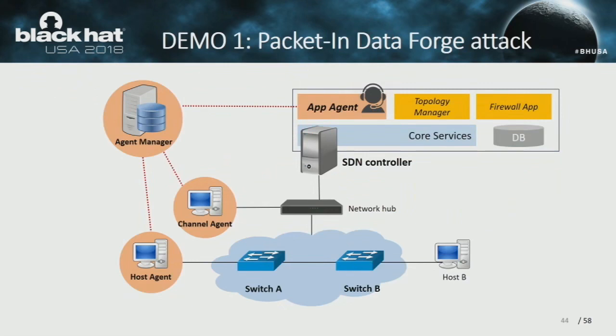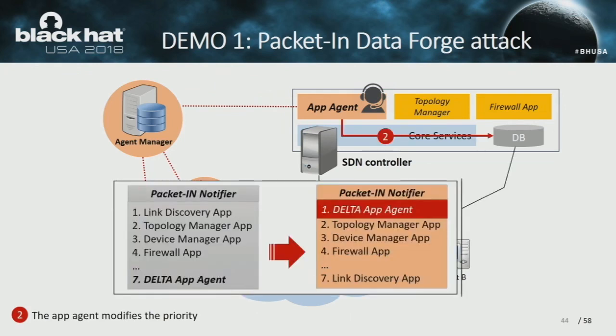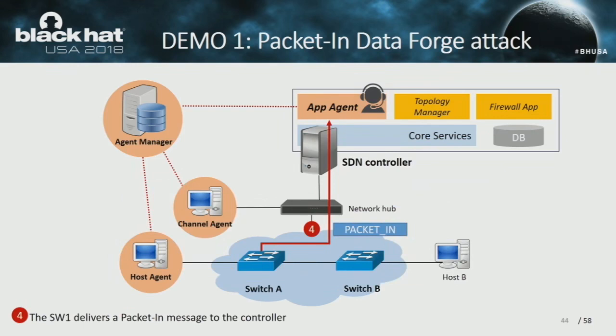So now let's see how Delta can reproduce this attack in a systematic way. First, the agent manager instructs the app agent to manipulate the subscription list. Then, the app agent, running on the SDN controller, modifies the subscription list so that the app agent has the top priority of receiving the packet messages. After this, the agent manager orders the host agent to generate network packets, which intentionally makes the OpenFlow switch send a packet message to the controller. So the app agent receives the packet message as it is the first one in the subscription list.